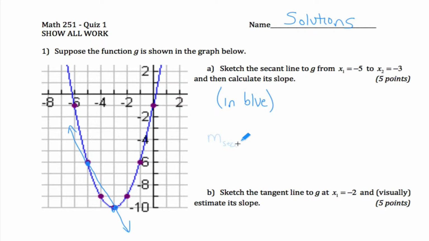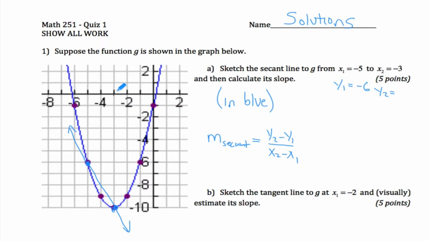The slope of the secant line, you don't have to write m secant, you can just write m, is equal to the change in the y coordinates divided by the change in the x coordinates. y2 minus y1 over x2 minus x1. Well, two of those points are given. x1 equals -5 and x2 equals -3. I could find y1 and y2 by looking at my graph. x1 equals -5, y1 looks like it's equal to -6. The y coordinate at this point appears to be -6.